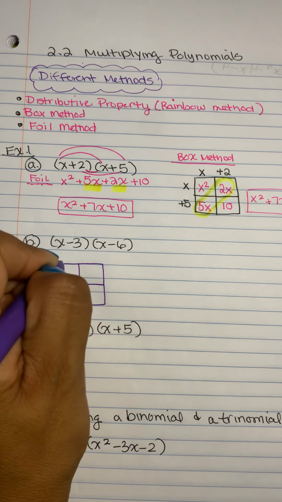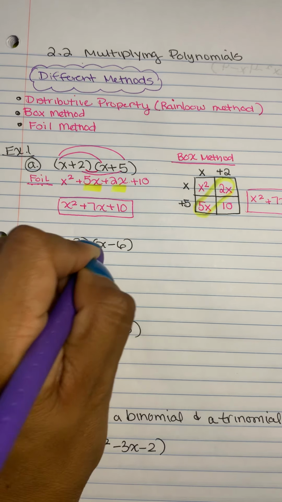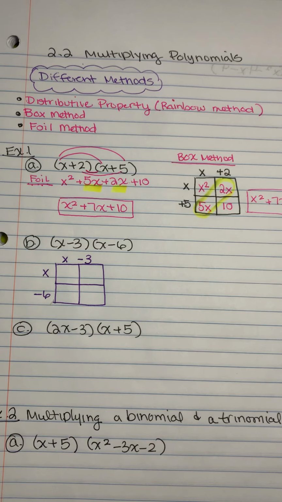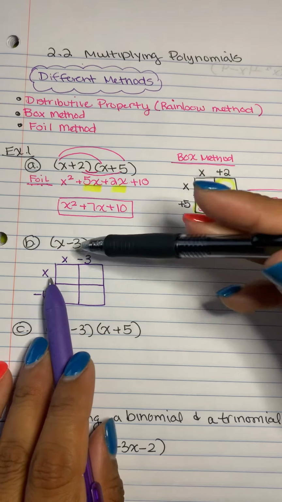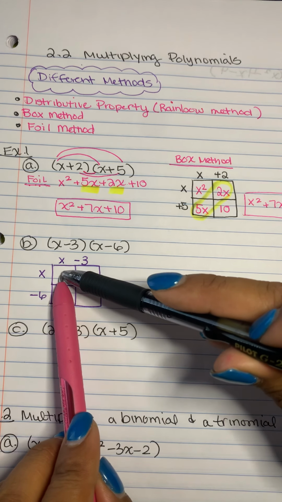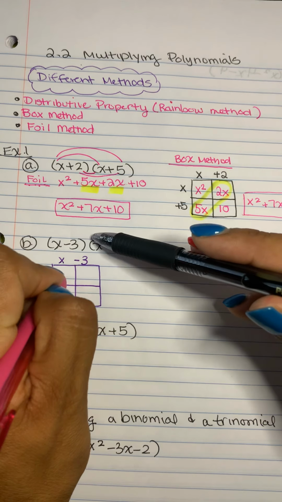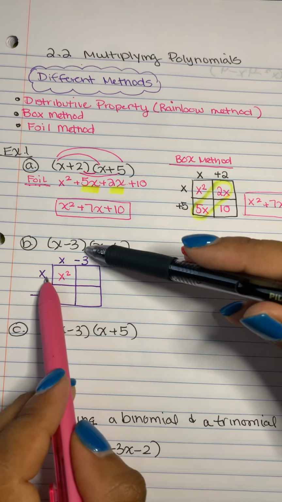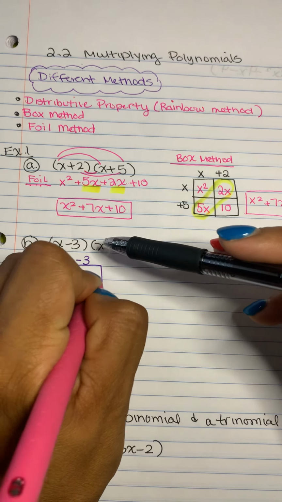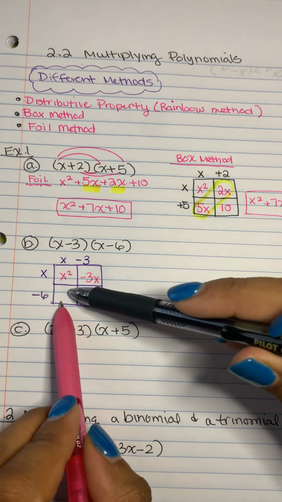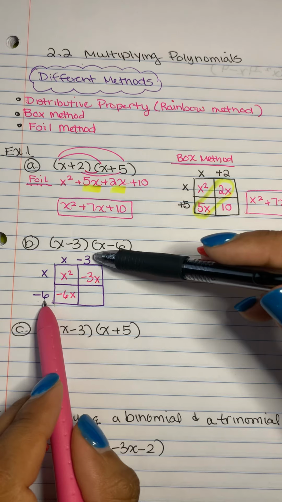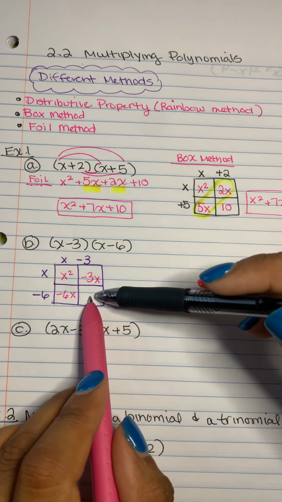And I'm going to put x minus 3 at the top, x minus 6 at the bottom. Okay, and here we go. We're going to multiply the 2. Let me use a different color. Multiply the 2 and we get x times x is x squared. X times a negative 3 is a negative 3x. Negative 6 times x is negative 6x. A negative times a negative is a positive. 3 times 6 is 18.